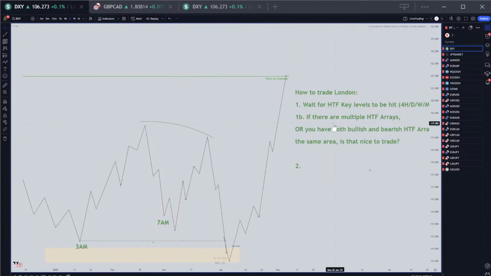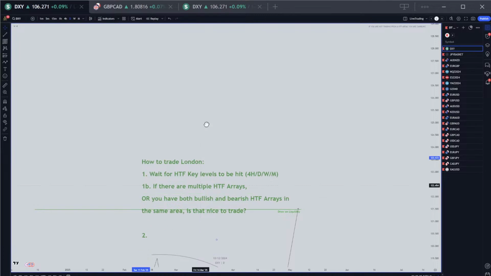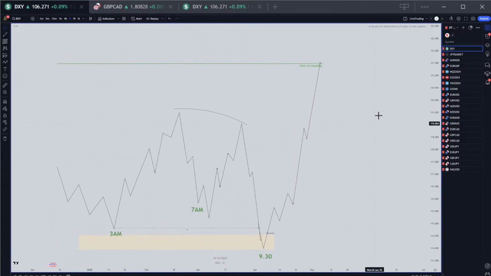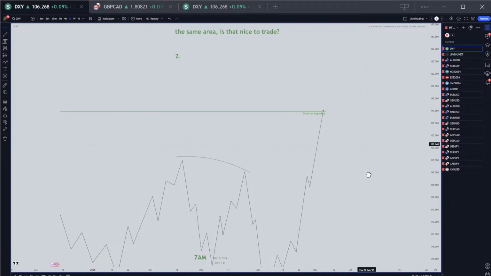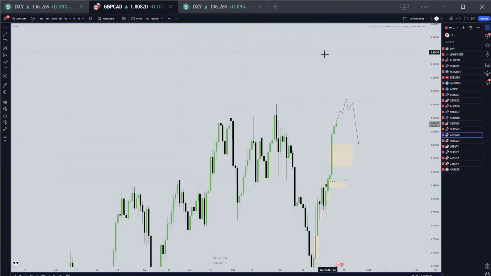So, how to trade London? Let me first take a screenshot of this. I'm probably gonna just cut this stream and make a little video of it because it's a very important and also easy framework. A little FOMO in the Telegram. Okay, starting points.